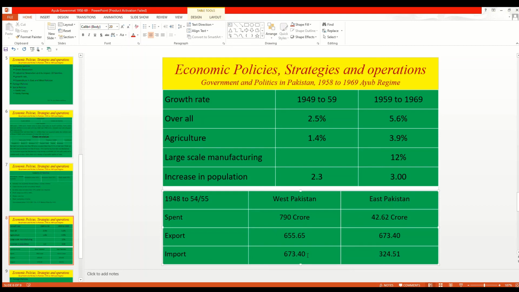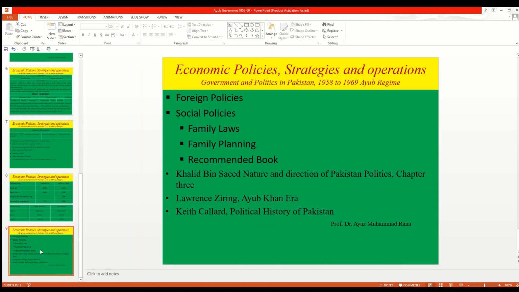Imports in West Pakistan were 673.40, while imports were 324.51 in the case of East Pakistan. And you see, exports for East Pakistan were higher, while imports in East Pakistan were lower. In the case of West Pakistan, exports were lower as compared to East Pakistan, while imports were higher. So this created misunderstandings and suspicions between the two wings. So this was the situation.